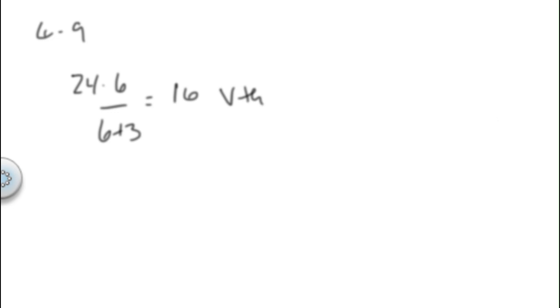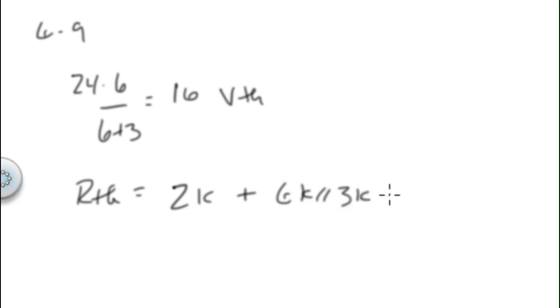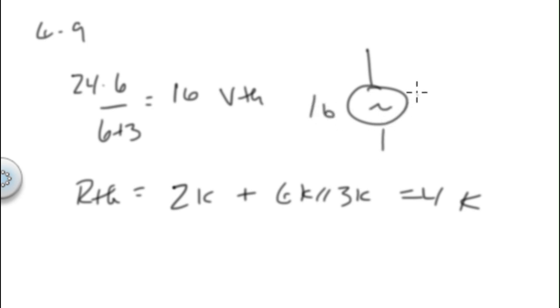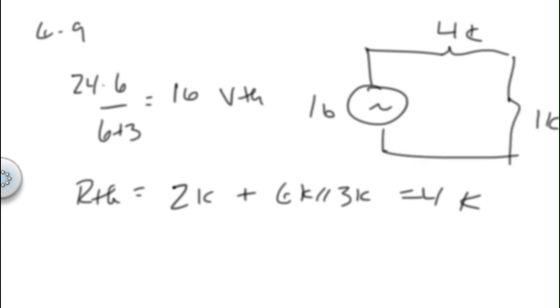Okay, so use the 24 volts, and that gives me my V Thevenin. Now we also have an R Thevenin with that, which would be 2K plus 6K in parallel with 3K, or 2K, so that's equal to 4K. So we have 16 volts, and we have 4K up here, and we have 1K, and they went into the I.